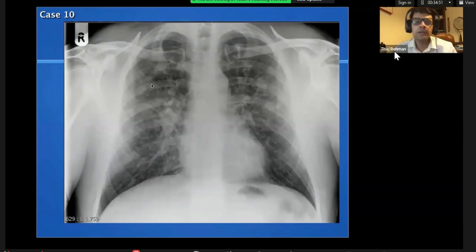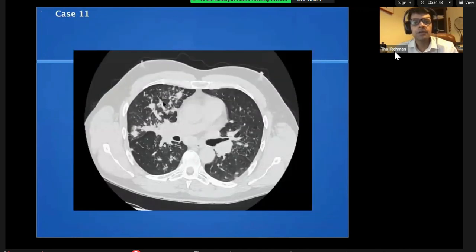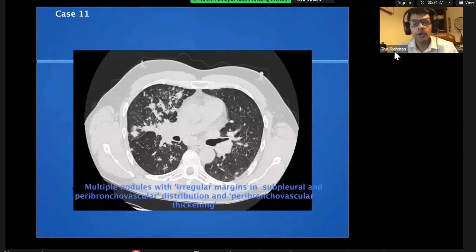If they were solely interstitial, like in LCH or in silicosis, they would be a bit more discrete and not coalescing to this degree. So that's the HRCT of the same patient: multiple irregular nodules, subpleural nodules, peribronchovascular thickening along the bronchovascular structures, multiple nodules with irregular margins, with subpleural and peribronchovascular distribution. Peribronchovascular thickening is a feature of sarcoidosis.